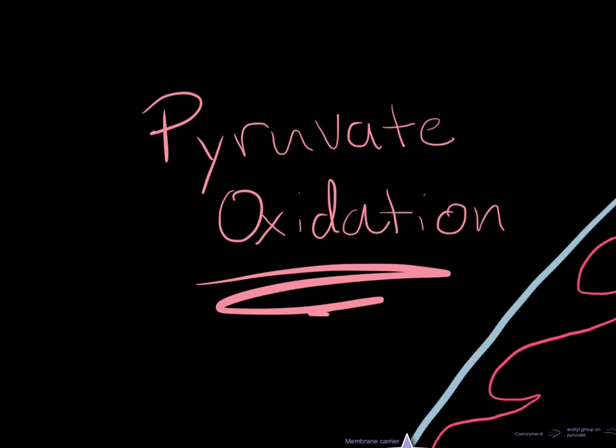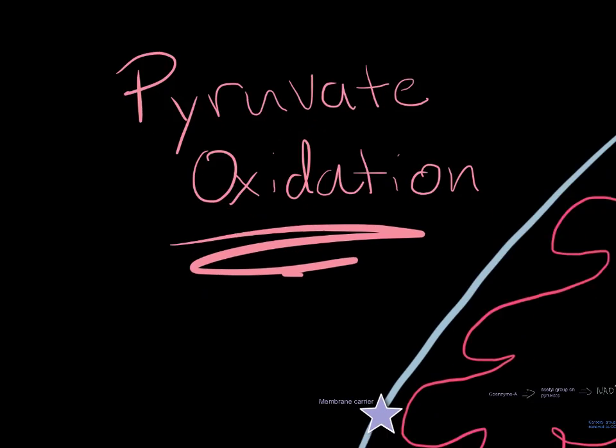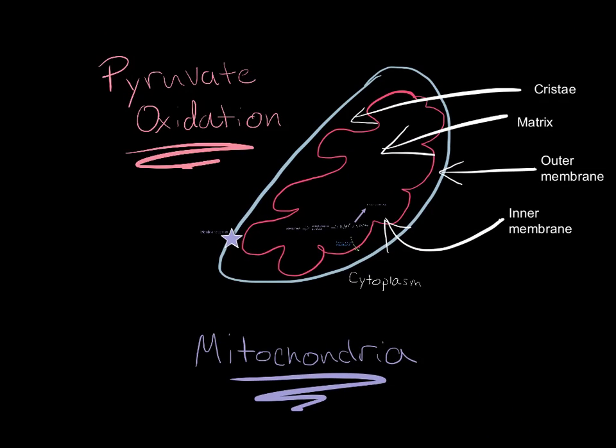The next step in cellular respiration is pyruvate oxidation. This occurs in the mitochondria. Pyruvate molecules enter the matrix, which is the inside of the mitochondria, via the help of membrane carriers.